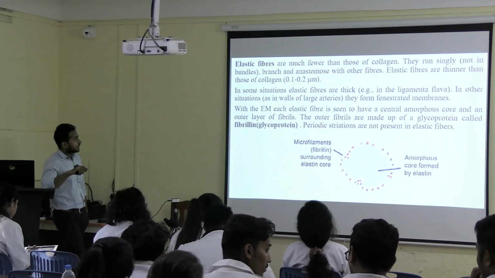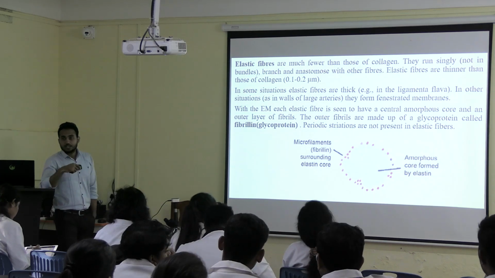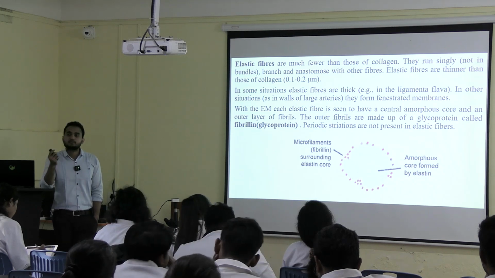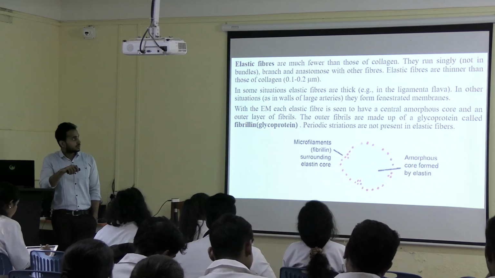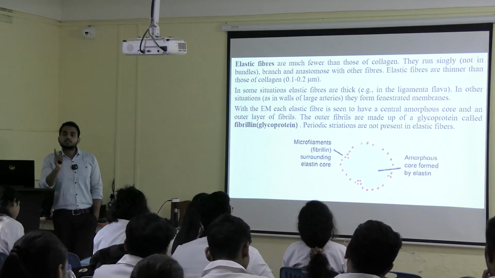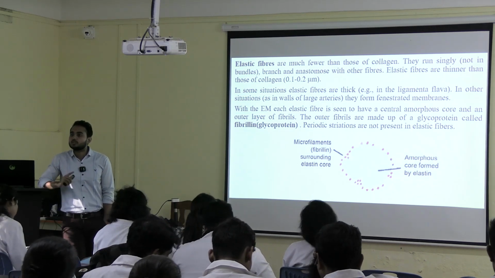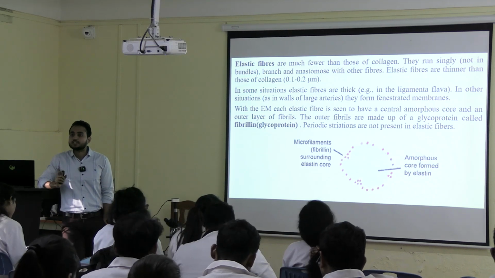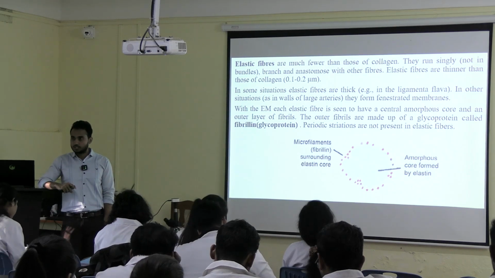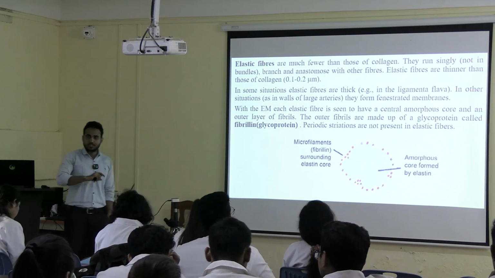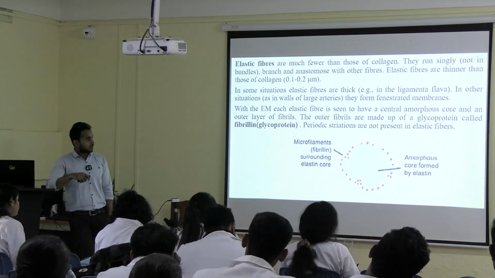Next, in some situations, elastic fibers are thick. There are some areas of our body where elastic fibers are very thick. For example, ligamentum flava. Have you heard about it, anyone? Have you studied about vertebral column? When you study the vertebral column, at that time you will know about the ligamentum flava. It is a ligament present in the vertebral column. I am not going into that now, but in the vertebral column chapter we will discuss this.